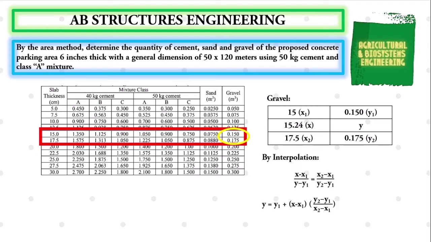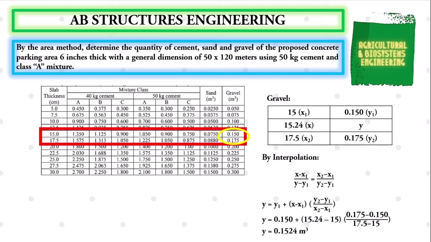We substitute values and we have y is equal to 0.150 added to 15.24 minus 15, multiplied to 0.175 minus 0.150 all over 17.5 minus 15. We simply solve and we have the value for y, or our gravel value, to be 0.1524 cubic meters. That is now the solution to our gravel value.